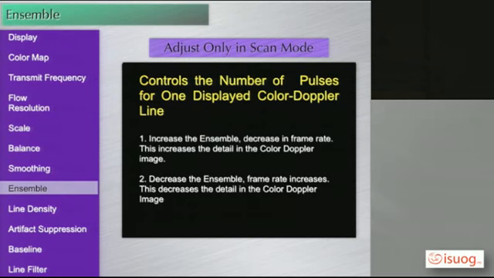The ensemble setting controls the number of pulses for one displayed color Doppler line. If one increases the ensemble, the frame rate decreases but the color detail improves. If the ensemble is decreased, the frame rate increases, but the detail of the color image decreases. Let's see examples of the effects on the color display when we adjust these settings.